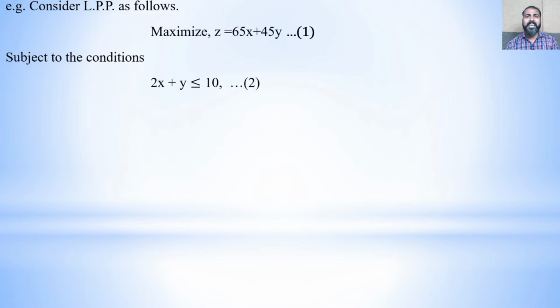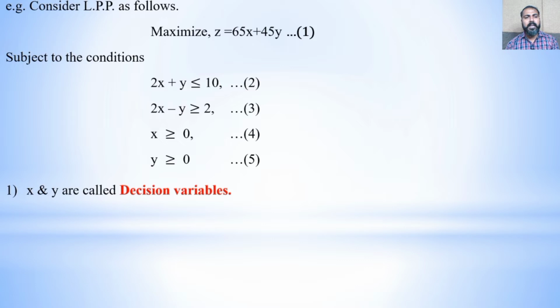For example, consider an LPP as follows. Maximize z = 65x + 45y, it is our equation number 1, subject to the conditions 2x + y ≤ 10, it is our equation number 2, and 2x − y ≥ 2, it is our equation number 3. x ≥ 0, it is our equation number 4, and y ≥ 0, it is our equation number 5.